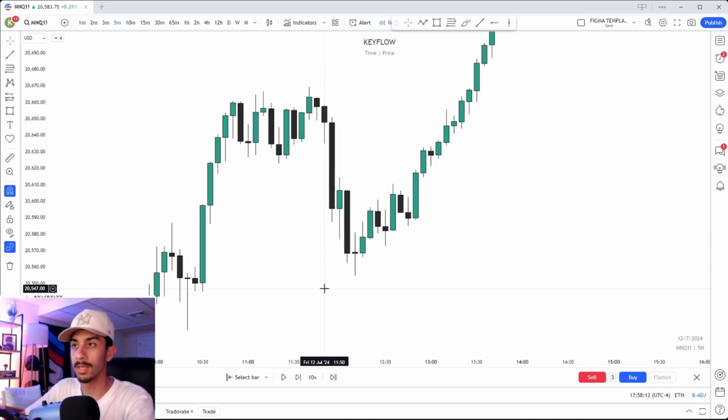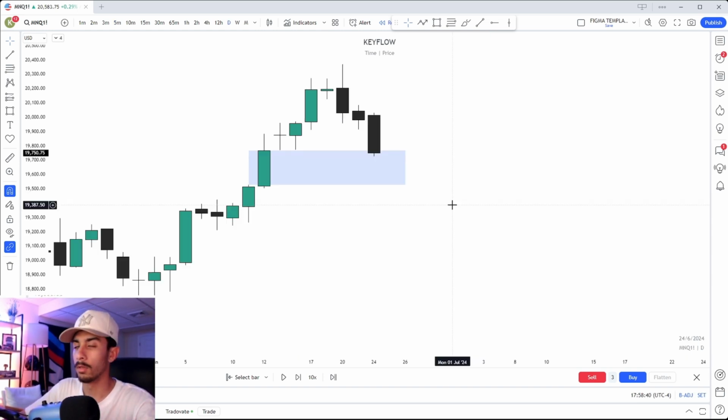So you can see we didn't anticipate which fair value gap we would get a bounce from. We just reacted to price getting a change in state of delivery out of a fair value gap. Let's go over another example.